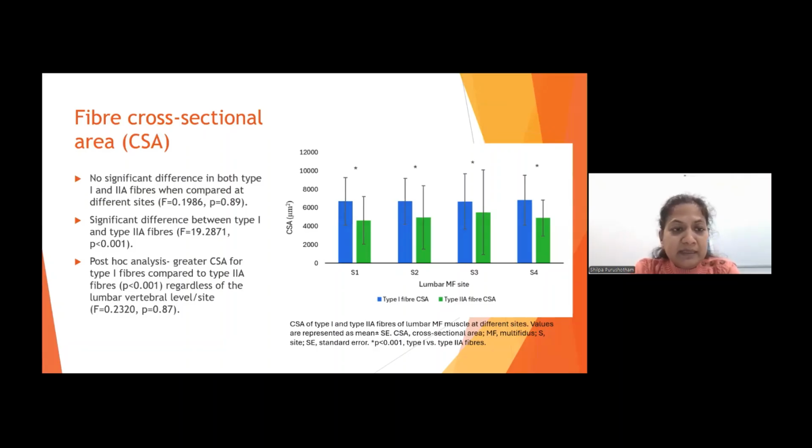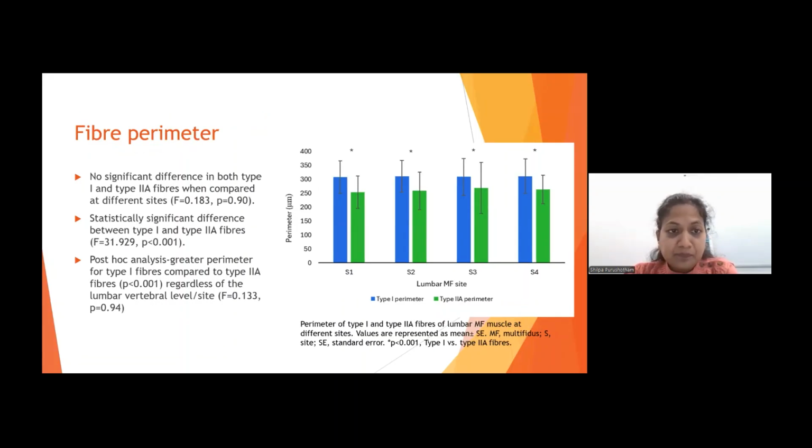So on analyzing the results, on measuring the fiber cross-section area, we found no significant difference in both type 1 and type 2A fibers when the affected muscle was compared with the unaffected samples from the various sites. But we found a significant difference between the type 1 and type 2A fibers. And on post-hoc analysis, this showed that the type 1 fiber cross-section area was greater than type 2A fiber cross-section area, regardless of where the multifidus was located.